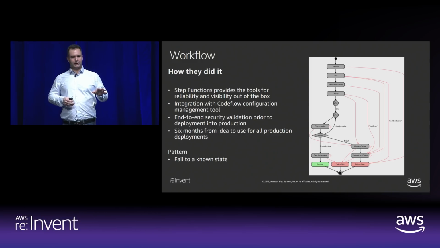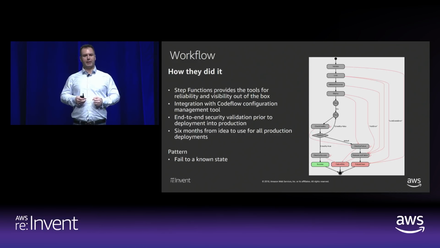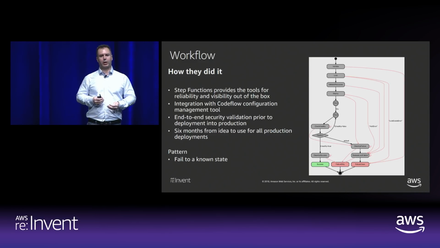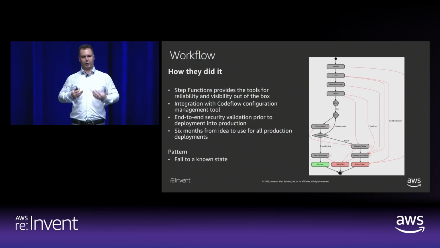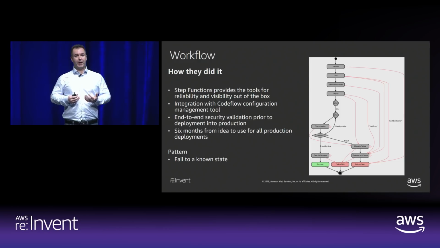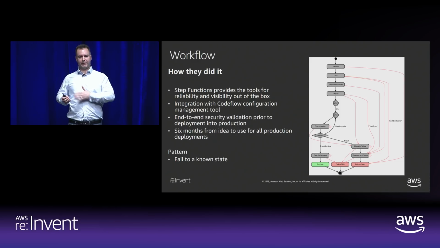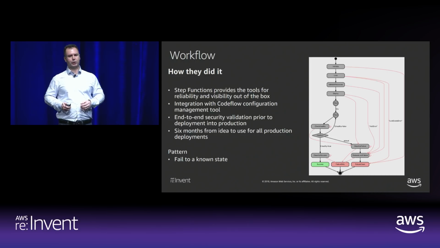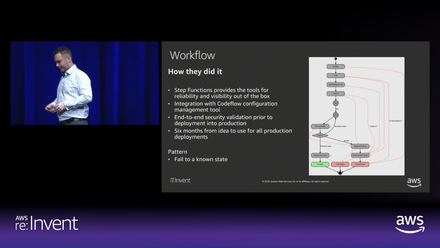So the pattern of interest that I would encourage you to take away from this is explicitly failing to a known state. Because there's nothing worse when you're on a call and you're trying to figure out what's going on with your system and customers are impacted than not knowing what state you're in, right? You don't want to spend a bunch of time figuring out what state you're in before you can start working on remediation. And using something like Step Functions in this way is really helpful.